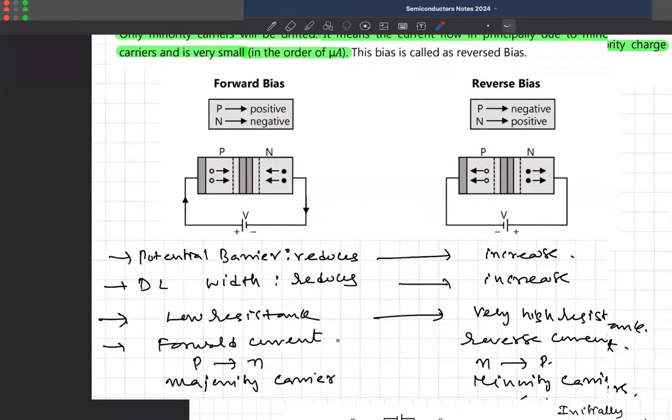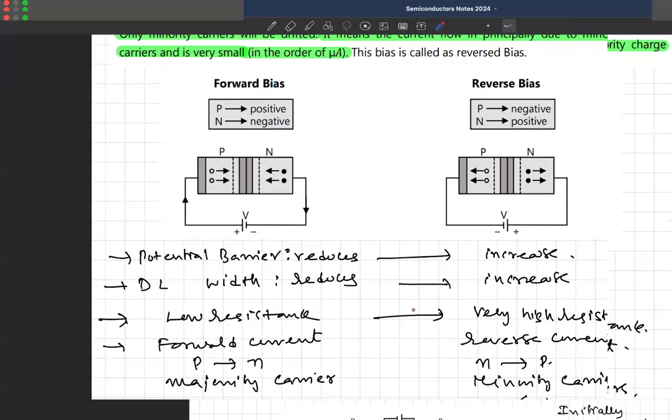Width of the depletion region decreases due to two reasons. One, if it is heavily doped, the width decreases. Two, if it is reverse biased, the width increases. In forward bias, the depletion region width decreases.